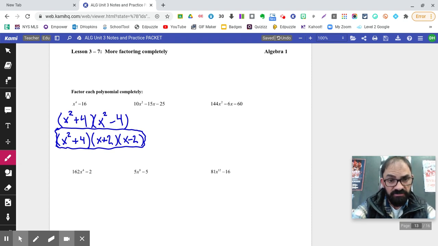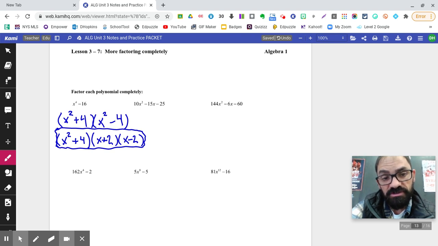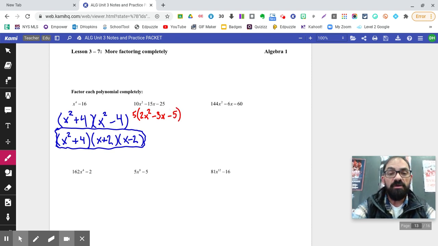Is there a GCF? 5 goes into all three of those numbers. 25 does not have an x, so we can't take out an x. So the GCF is just 5. Okay, now I have a leading coefficient other than 1.